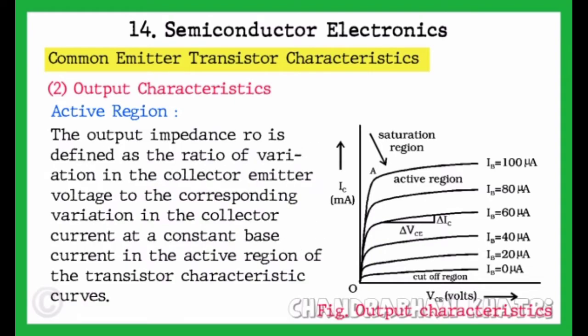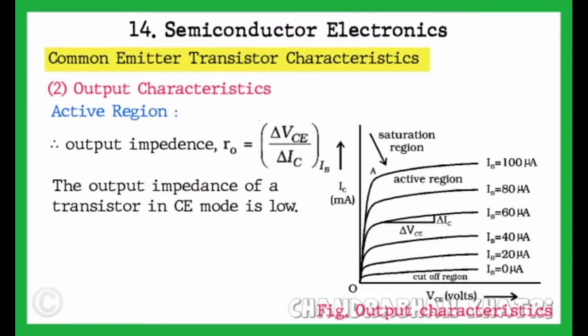The output impedance R0 is defined as the ratio of variation in the collector emitter voltage to the corresponding variation in the collector current at a constant base current, in the active region of the transistor characteristic curves. Hence, output impedance R0 is equals to delta VCE upon delta IC when IB is constant. The output impedance of a transistor in CE mode is low.